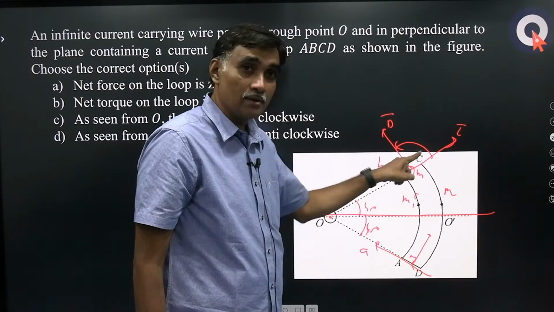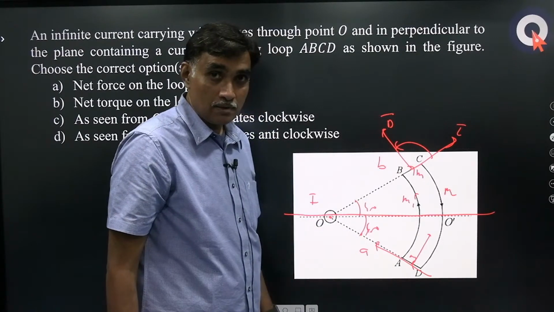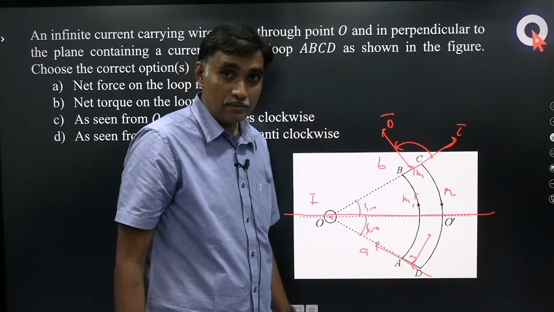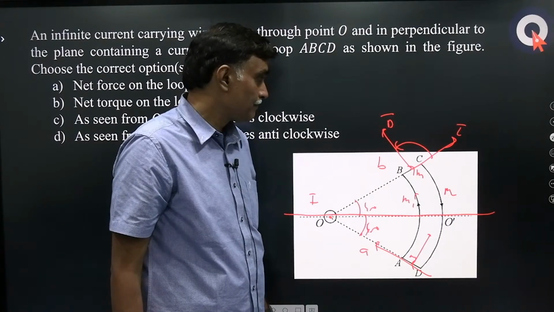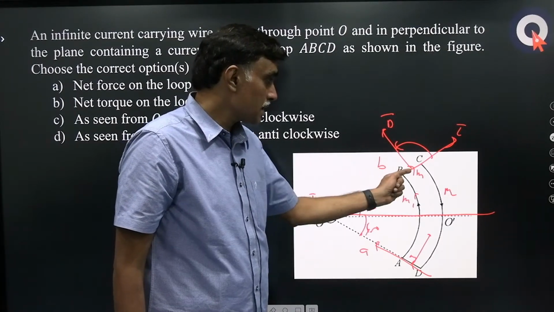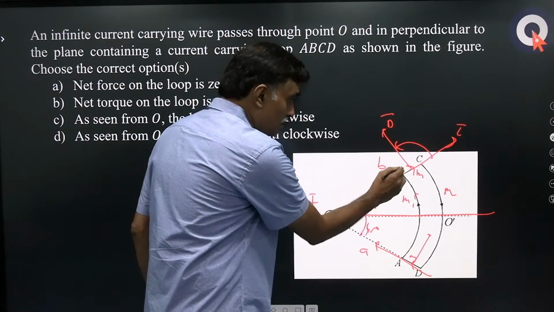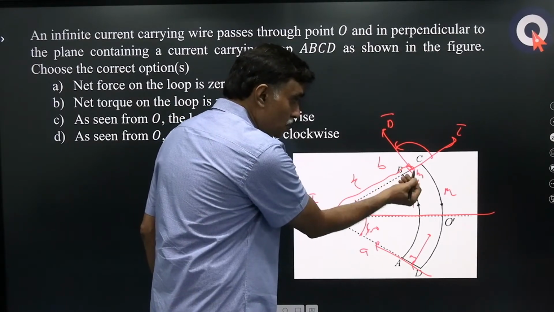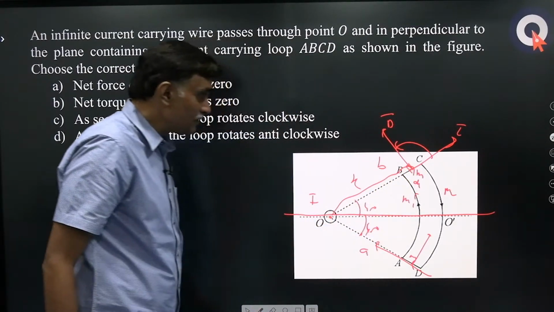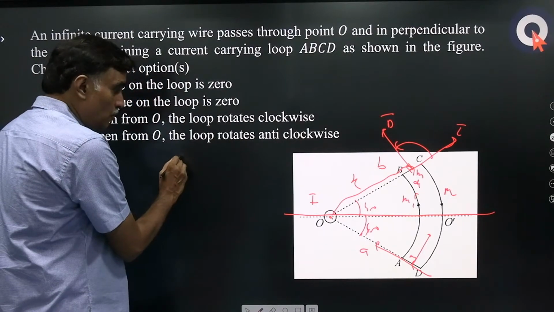Current is like this in this loop, but M bar is not the same everywhere. So what is the force here at a distance x from here? If I consider a small element of width dx, the force will be in this direction, and what is the magnetic field at that point? Mu naught I by 2 pi x.